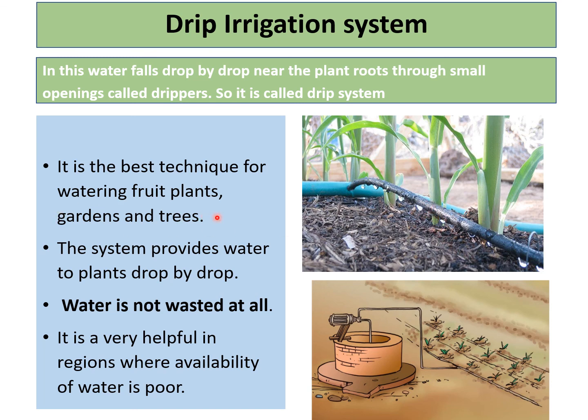This is the best technique for watering food plants, gardens and trees. This system provides water to the plants drop by drop, so the water is not wasted at all, and it is very helpful in regions where the availability of water is poor. That is why it is called drip irrigation, as water falls drop by drop.